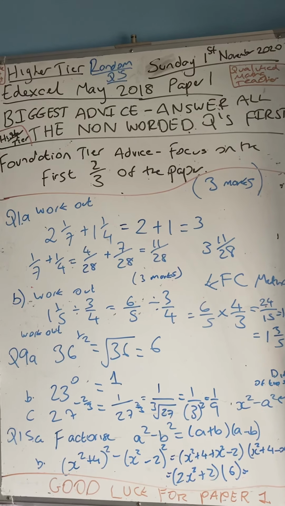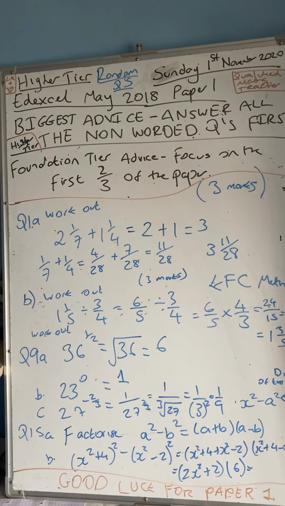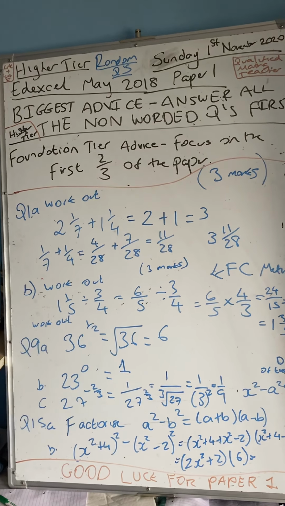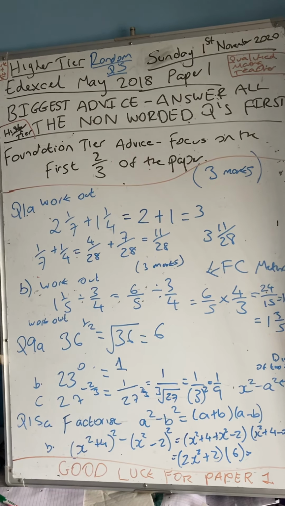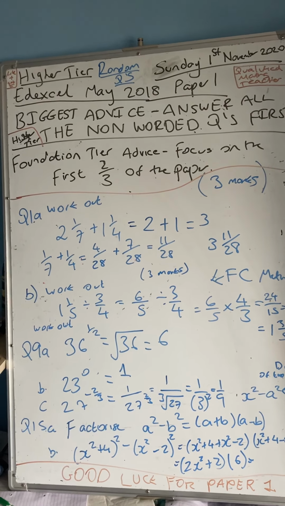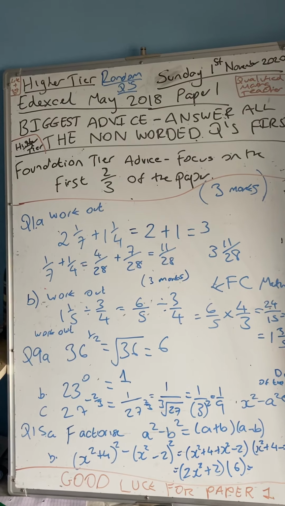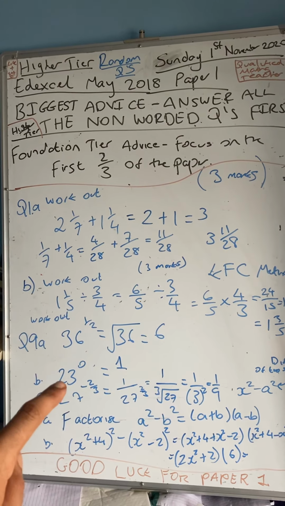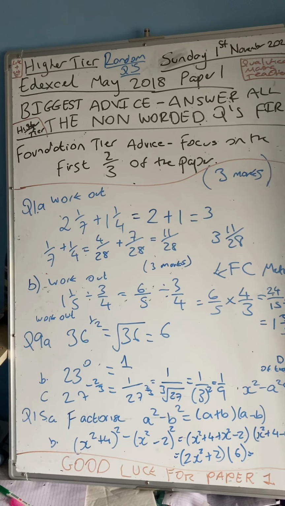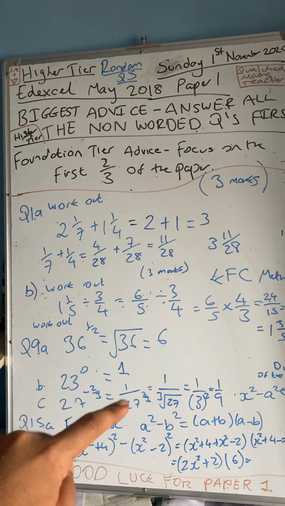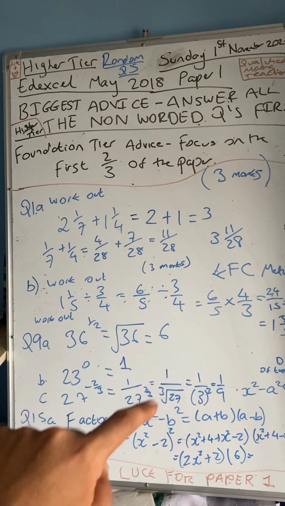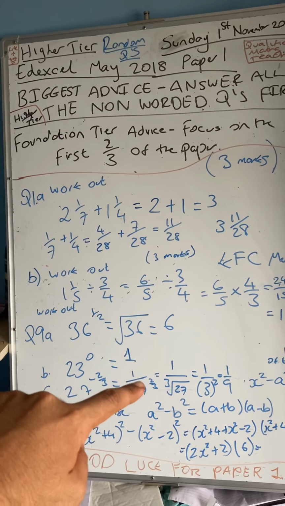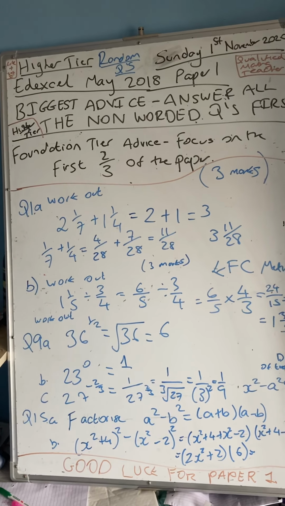Question number 9. Part A says work out 36 to the power of a half. Power of a half, remember, is square root. So square root of 36 is 6. Part B, 23 to the power of 0. Anything to the power of 0 is always 1. Part C is 27 to the minus 2/3. Minus 2/3 means 1 over 27 to the 2/3, which is 1 over the cube root of 27, which is 3. Then I square my answer because I raised it to the power of 2. So it's 1 over 9.